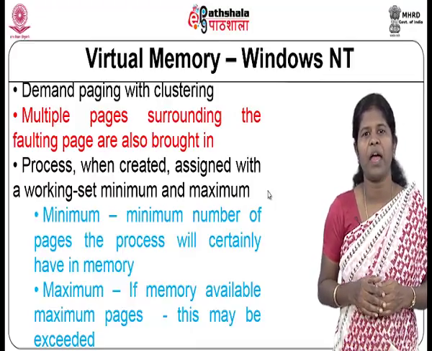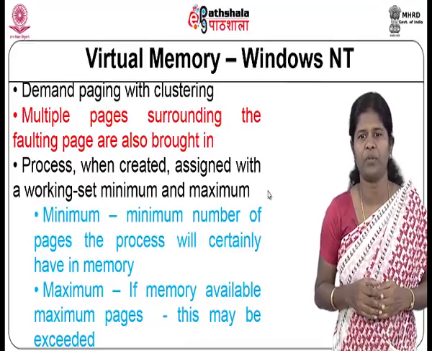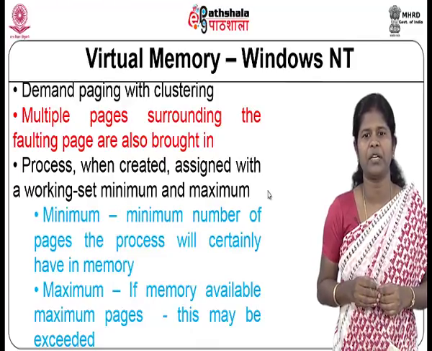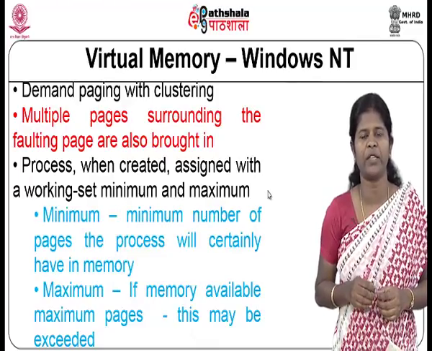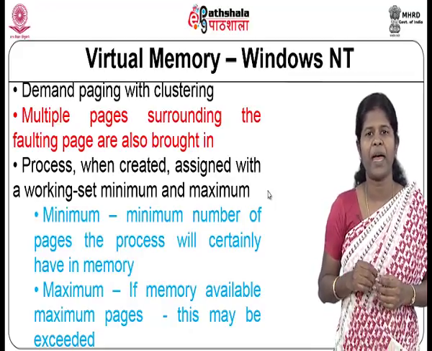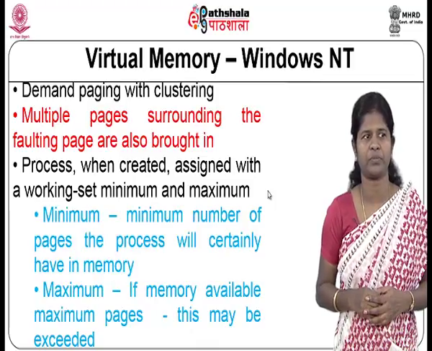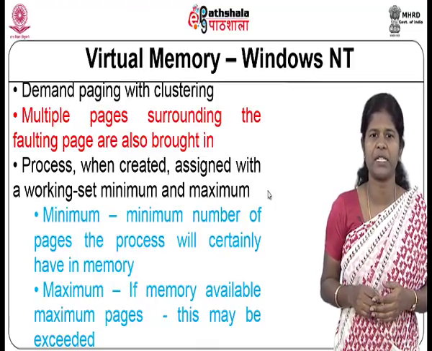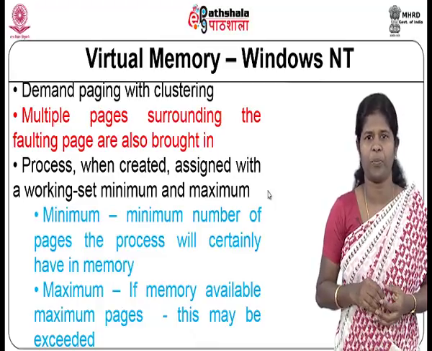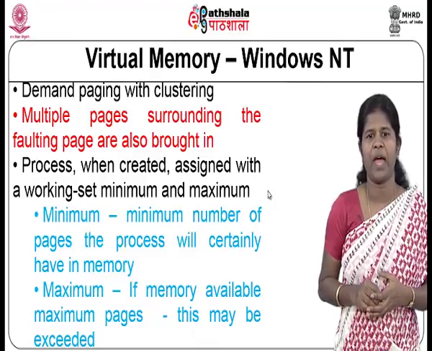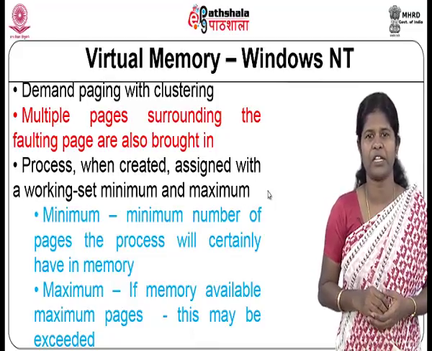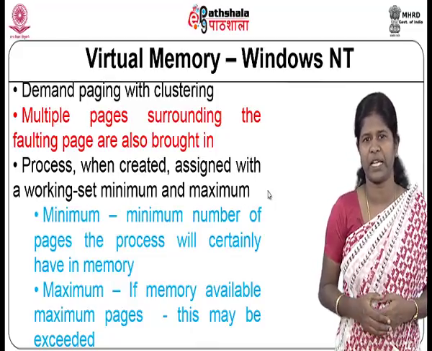The next thing done in Windows NT is that whenever a process is created, it is assigned two values: a working set maximum value and a working set minimum value. What is meant by a working set? The working set is the set of active pages for that particular process at that particular time, and this many pages are allocated for that process in the physical memory.